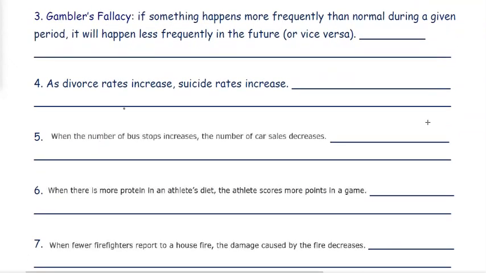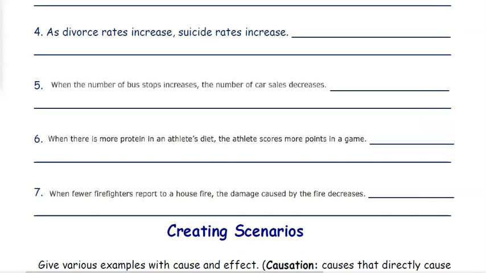Number 4, as divorce rates increase, suicide rates increase. Number 5, when the number of bus stops increases, the number of car sales decreases. It's like what we talked about earlier in this video. Number 6, when there is more protein in an athlete's diet, the athlete scores more points in a game. And then number 7, when fewer firefighters report a house fire, the damage caused by the fire decreases.